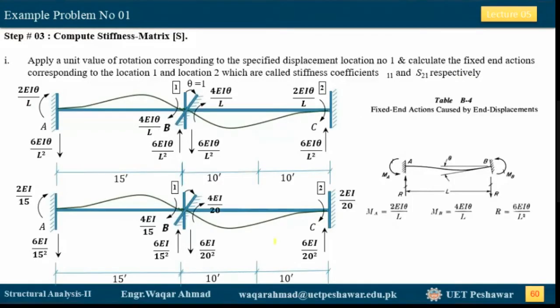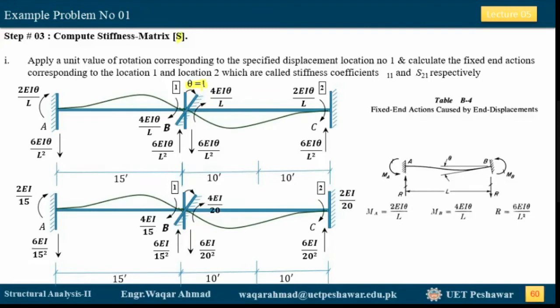Okay, now the next step is exactly the same as we did in the previous problem. We have now to compute the stiffness matrix. How do we compute this stiffness matrix? So we give a unit rotation. First, we give the unit rotation corresponding to D1. Our D1 is clockwise, so we give a unit rotation clockwise.